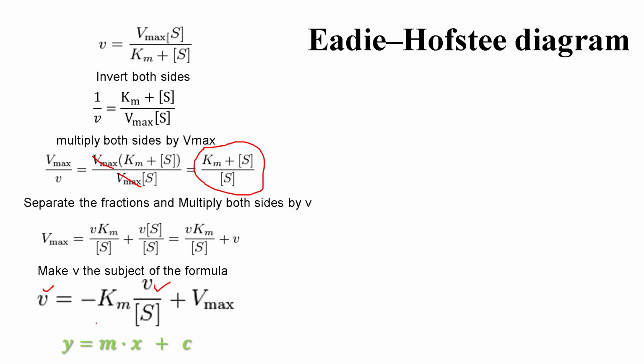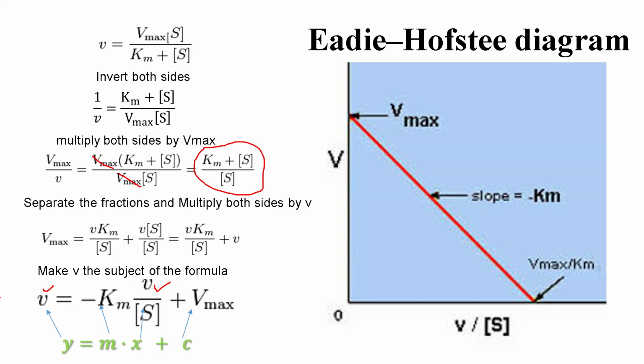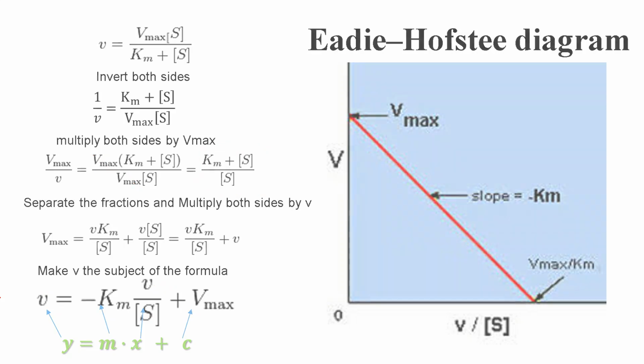So this equation representing a straight line graph will show you that our V being our Y will actually give you the M as our minus Km, although this plot is the only plot that is negative. Okay, then our X will be V over S, and then our constant will be the V max. Now, the graph will look something like this. So with this, you can find your kinetic parameters.